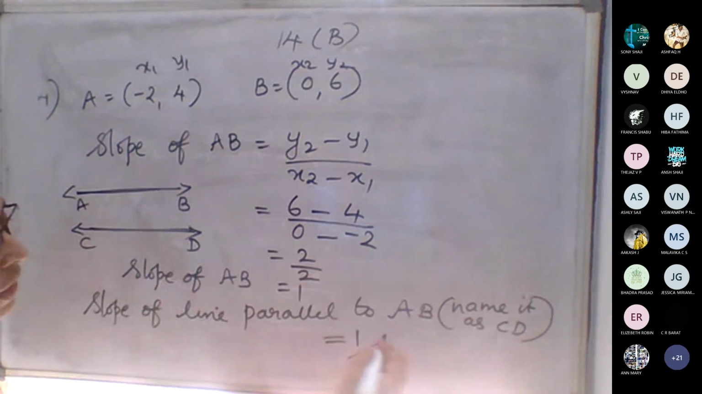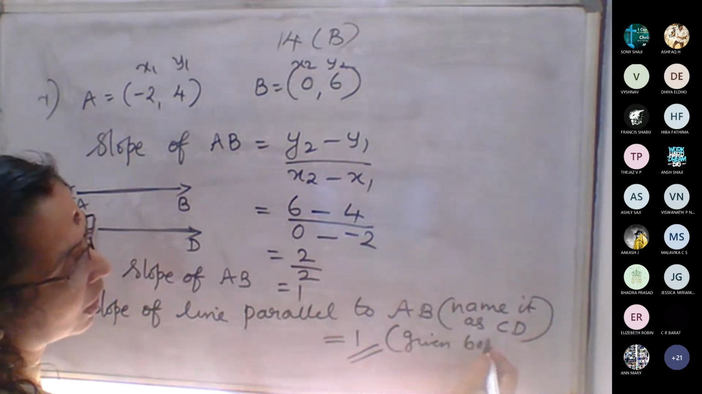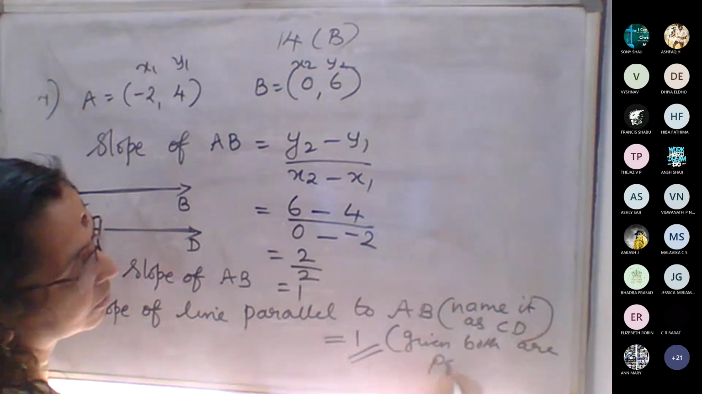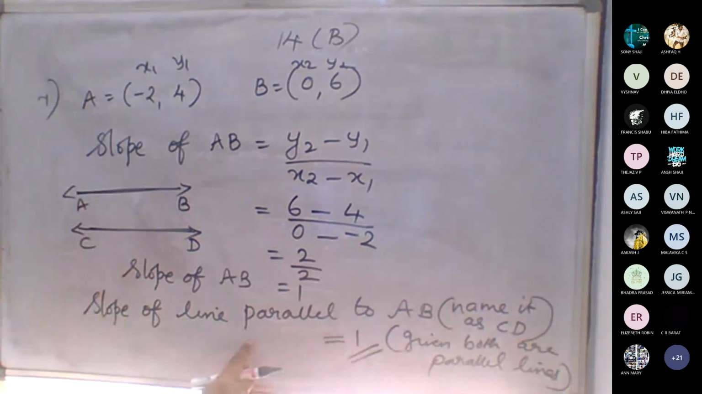Why? Because it is given that both are parallel lines. That's why the slope of AB is the same as the slope of the line parallel to AB. Understood the concept? Any doubt? Which part do you have a doubt in? Tell me. Understood or not? Want me to explain once again?